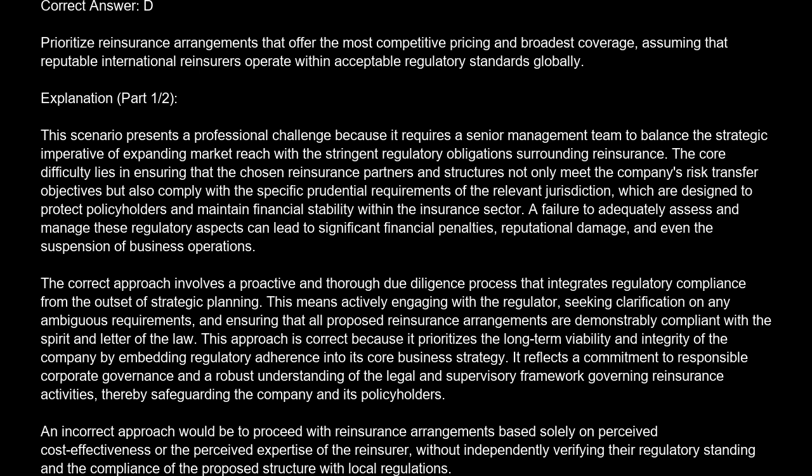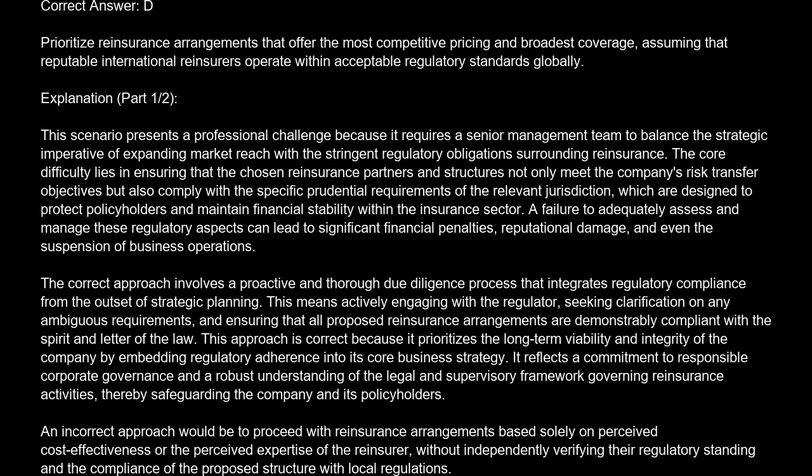The core difficulty lies in ensuring that the chosen reinsurance partners and structures not only meet the company's risk transfer objectives, but also comply with the specific prudential requirements of the relevant jurisdiction, which are designed to protect policyholders and maintain financial stability within the insurance sector. A failure to adequately assess and manage these regulatory aspects can lead to significant financial penalties, reputational damage, and even the suspension of business operations.